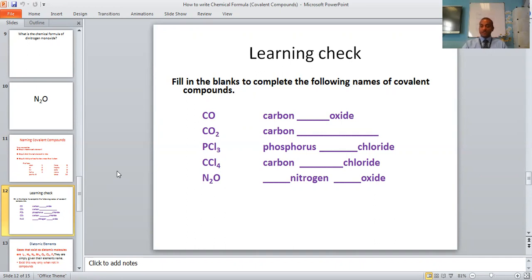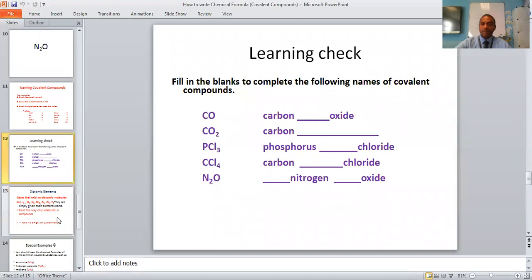So I believe you know the first one is carbon monoxide, second one carbon dioxide, third one phosphorus trichloride, fourth one carbon tetrachloride, the last one dinitrogen monoxide. If you've done that, it's excellent. If you're not sure, it's fine. Feel free to watch again my video and post a question to me.